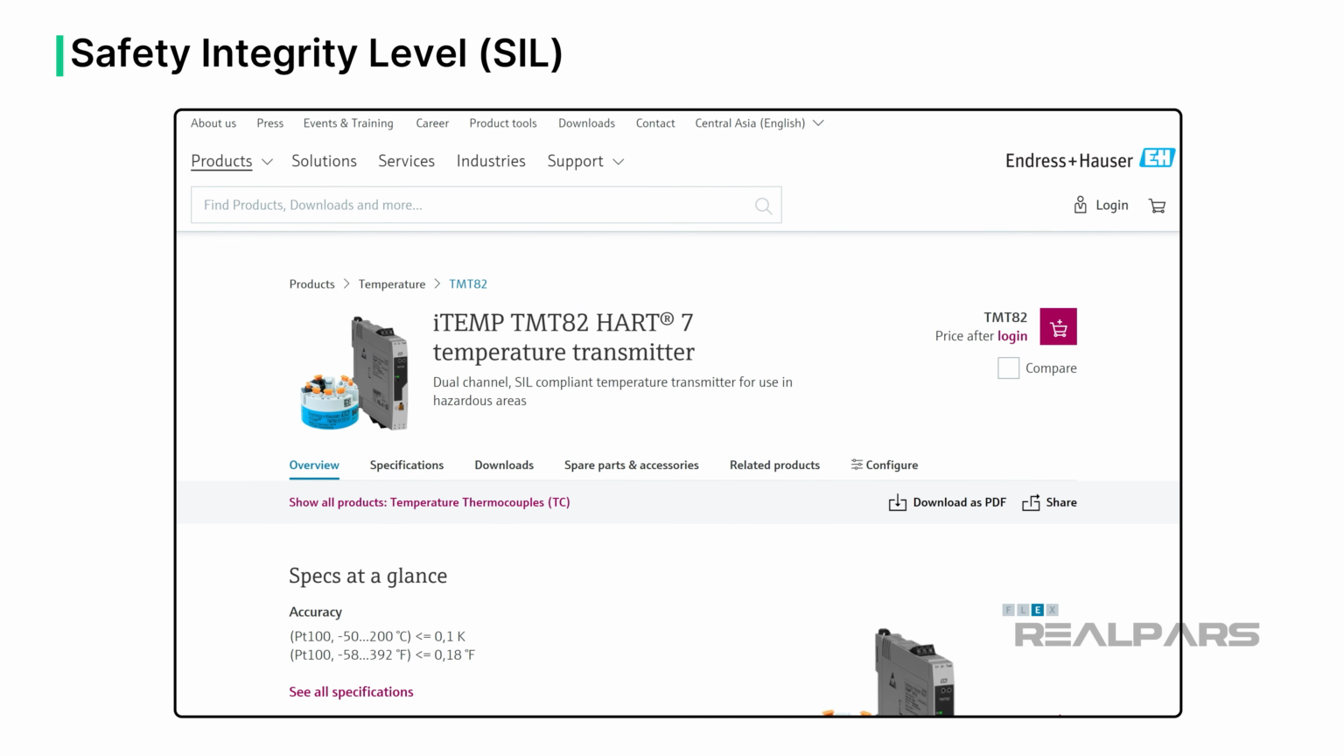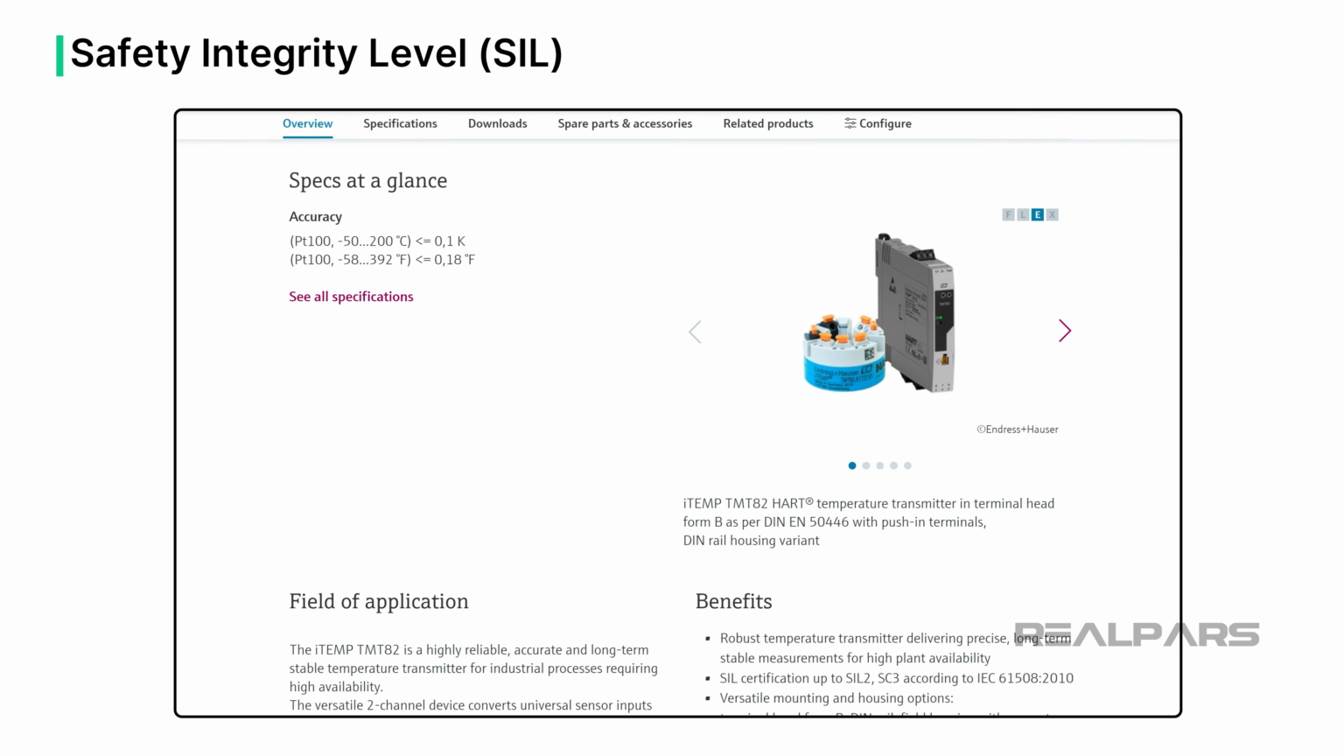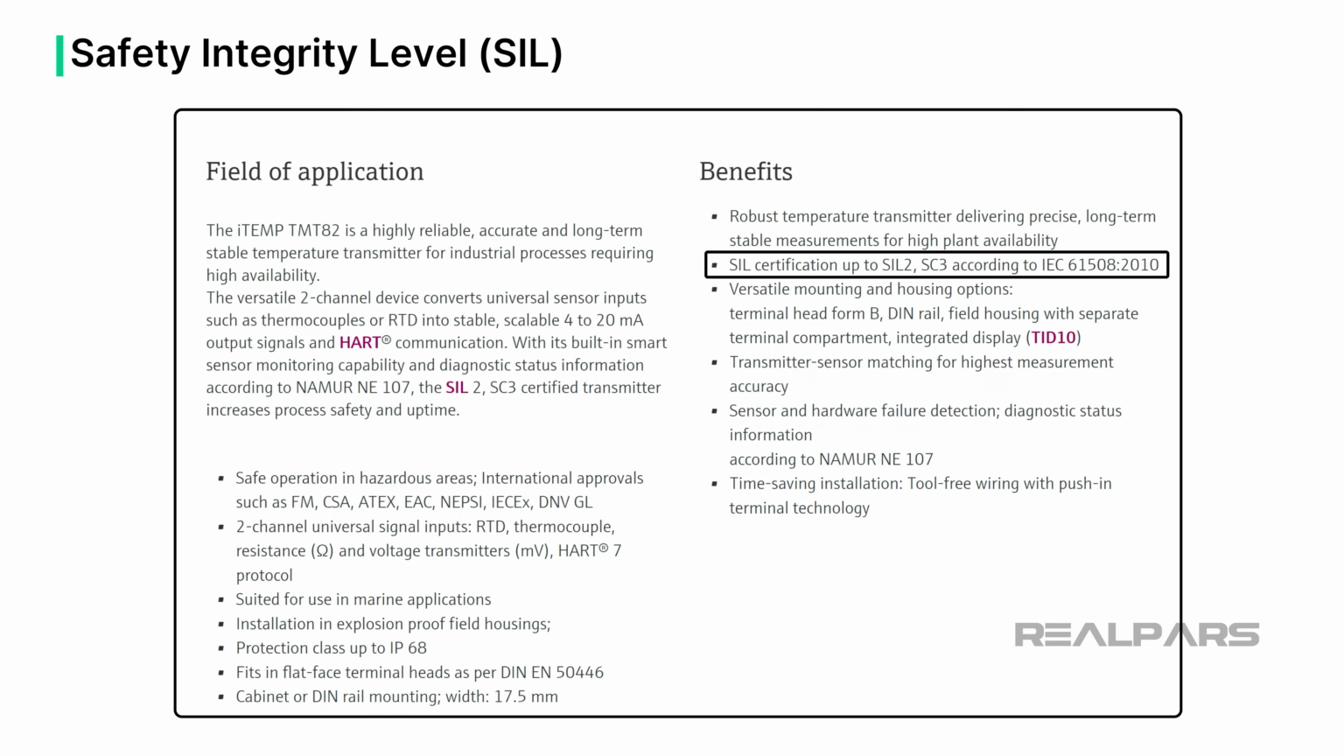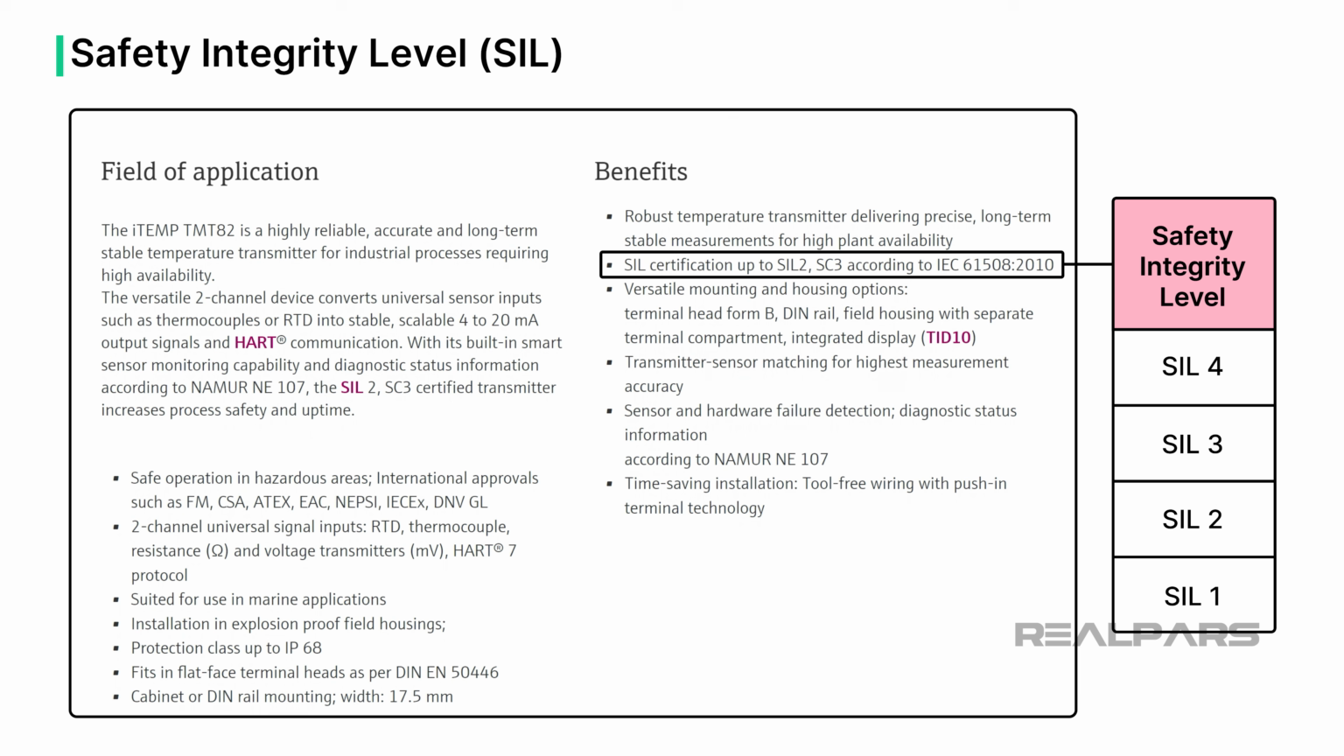So what is meant by a temperature transmitter with a specification that states SIL certification up to SIL 2 according to IEC 61508-2010? The International Electrotechnical Commission IEC 61508-2010 standard classifies the safety functions into 4 discrete SIL integrity levels.